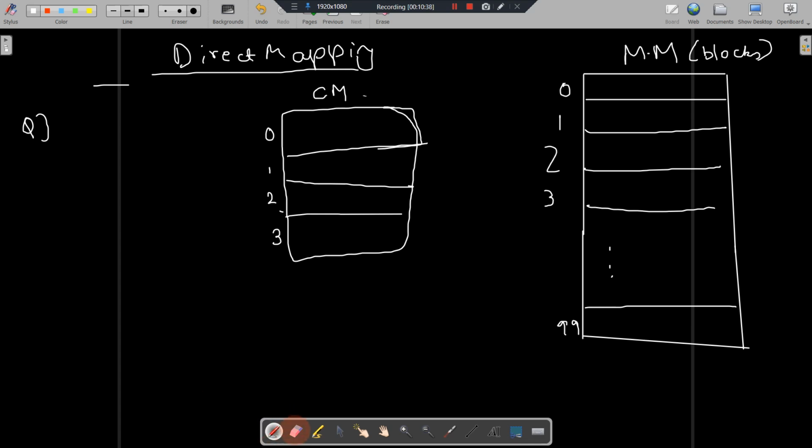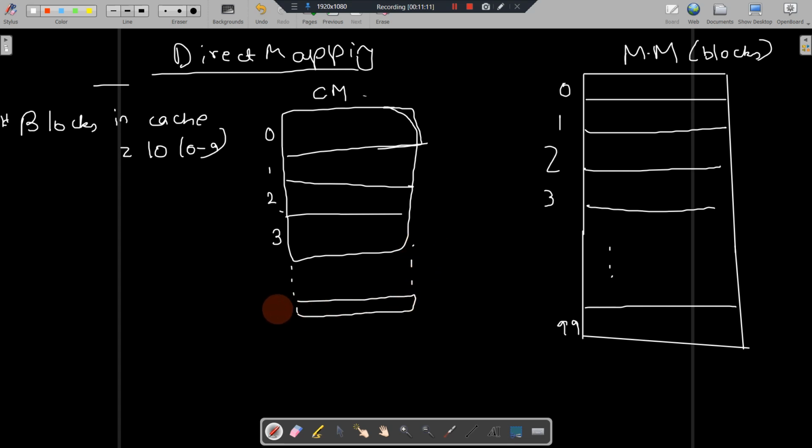Let us take this example. This is a better example. Let us take the number of blocks in cache as 10, from 0 to 9. That means we have 0 to 9 indices over here, and so on till 9.